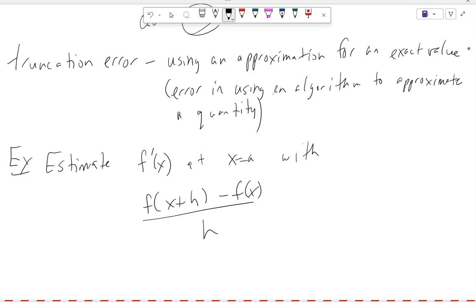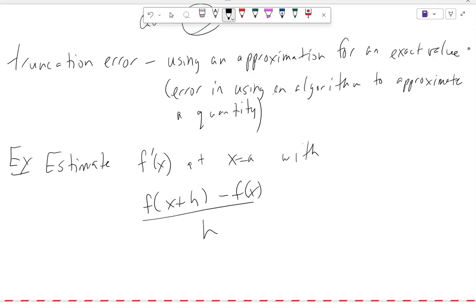That's different than rounding error. Rounding error comes up from trying to represent the number on the computer. I've got to cut it off somewhere. That's rounding error. Truncation error is even with perfect computations, I still get an error.